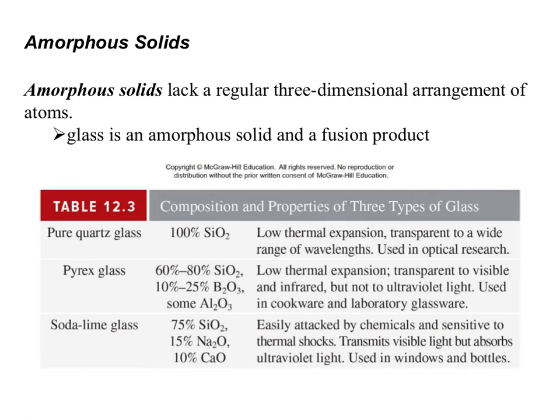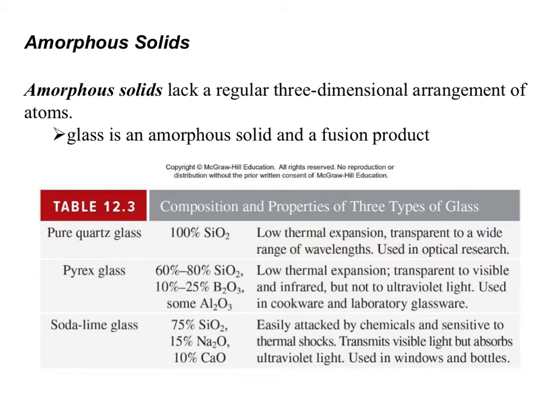Amorphous solids lack a regular three-dimensional arrangement of atoms. Glass, for example, is an amorphous solid and a fusion product. Of course, not all glasses are equal. You can have different levels of mixtures, so to speak. If you have pure quartz glass, which is 100% silicon dioxide, it's going to be the most crystalline of the amorphous solids. It has low thermal expansion, it is transparent to a wide range of wavelengths, and it is used in optical research due to its somewhat perfect state.